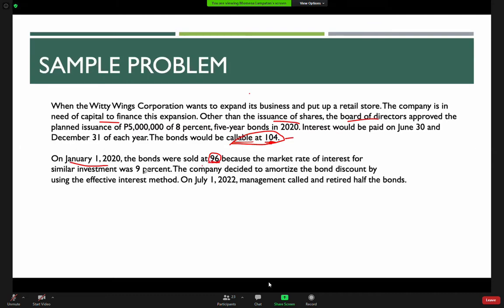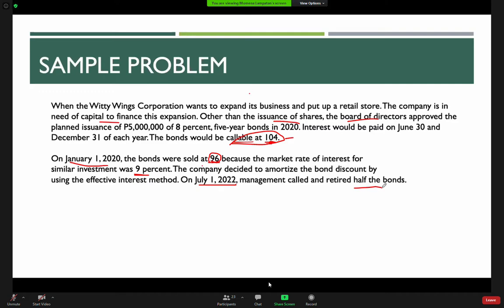So 'di ba sabi ko last time, kapag binigyan kayo ng quoted price and effective interest rate, ang gagamitin nyo will be the quoted price. Gagamitin nyo lang yung effective interest rate kapag hindi binigay yung quoted price. Okay? So, the company decided to amortize the bond using effective interest rate. And then, on July 1, 2022, ni-retire niya yung half.